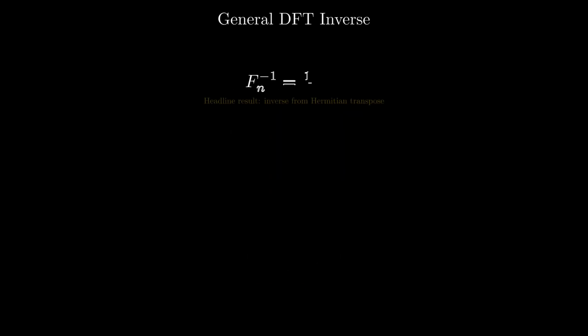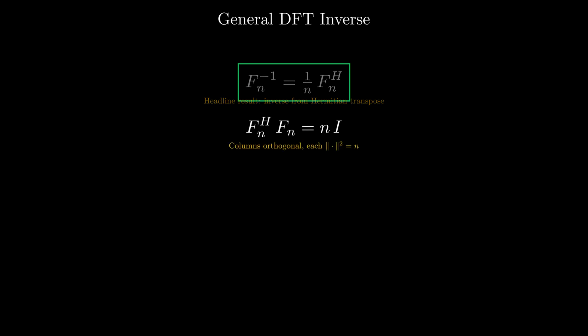Here is the general result. F sub n inverse equals 1 over n times F sub n Hermitian. This holds for every size n because the columns of the DFT matrix are always mutually orthogonal, and each column has squared norm equal to n. So F sub n Hermitian times F sub n equals n times the identity, and dividing by n gives the inverse. This is exactly why the inverse discrete Fourier transform is just another DFT. You simply flip the sign in the exponent and then multiply by 1 over n.